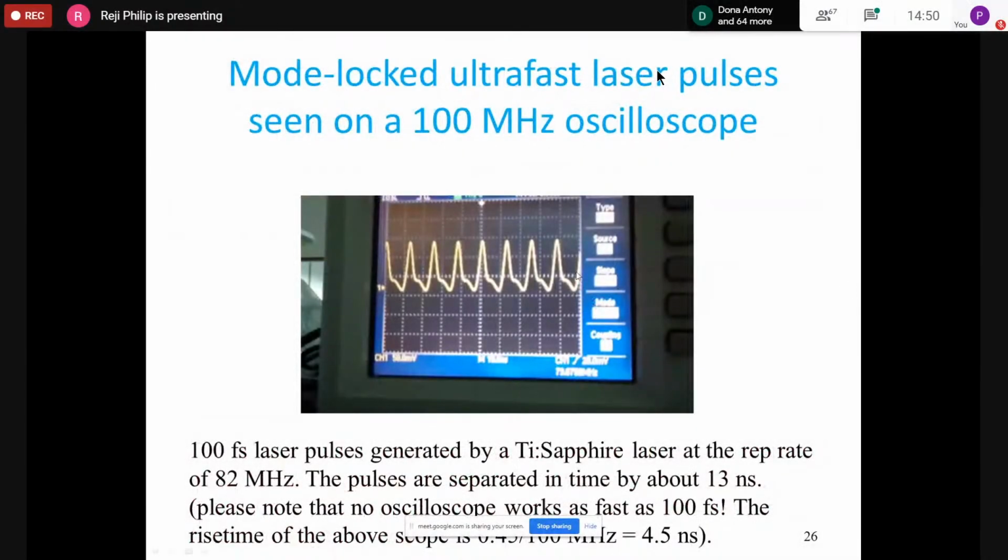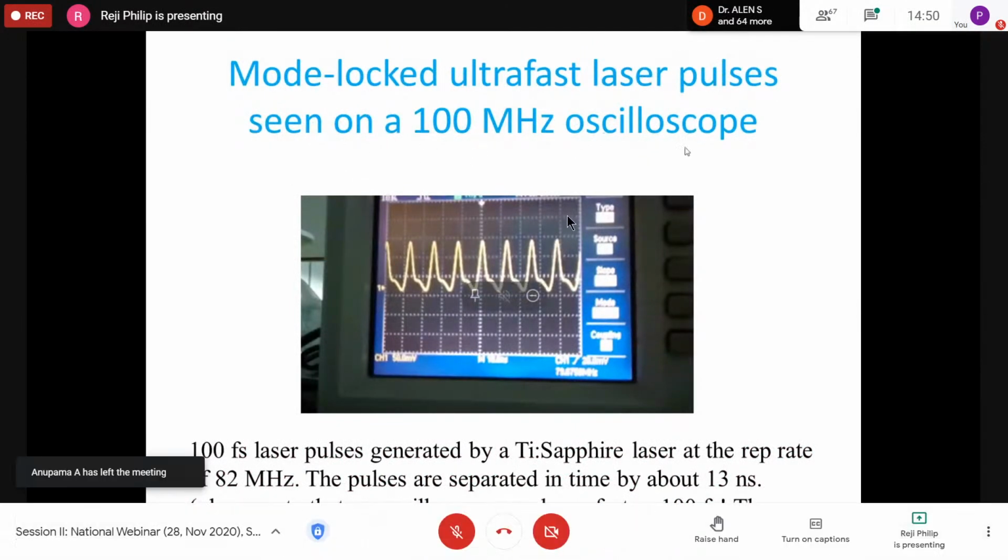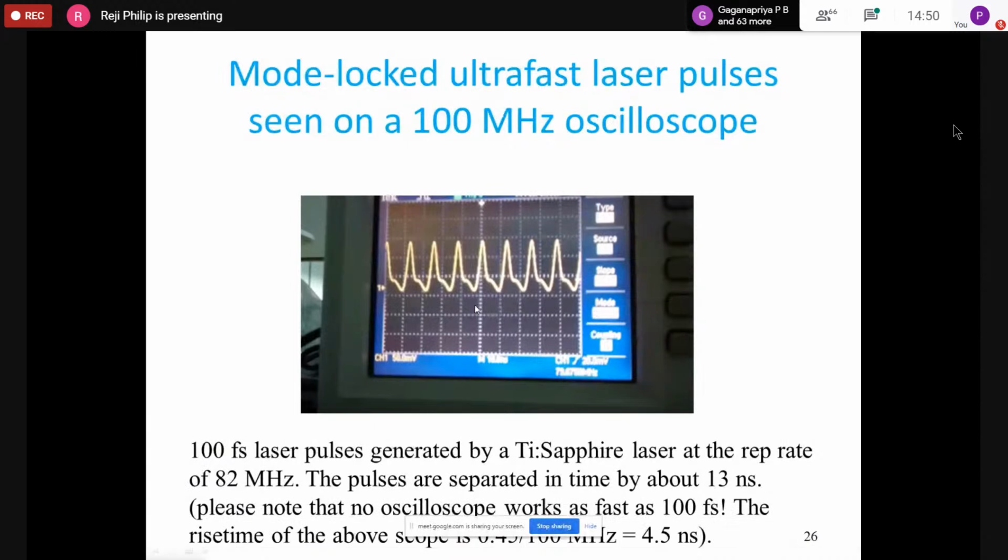So here you see an example of mode-locked ultra-fast laser pulses seen on an oscilloscope. One after the other. This particular pulse train has a frequency of 82 megahertz. So what it means is every second, 82 times 10 to the power 6 laser pulses are coming out from your laser.